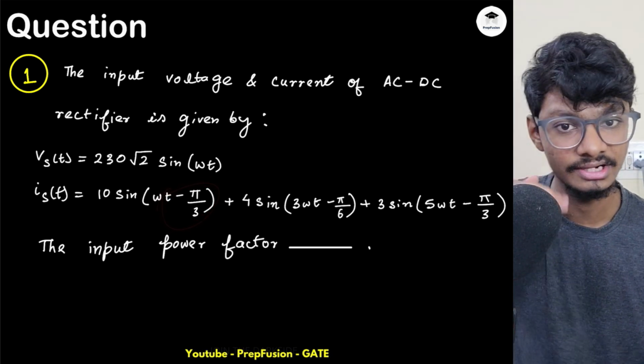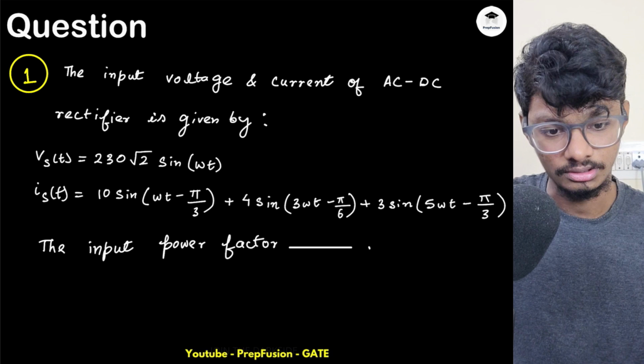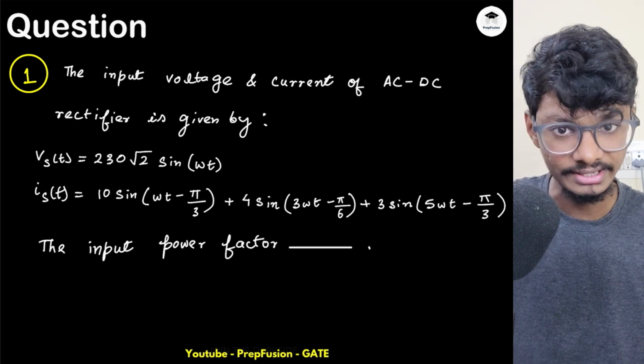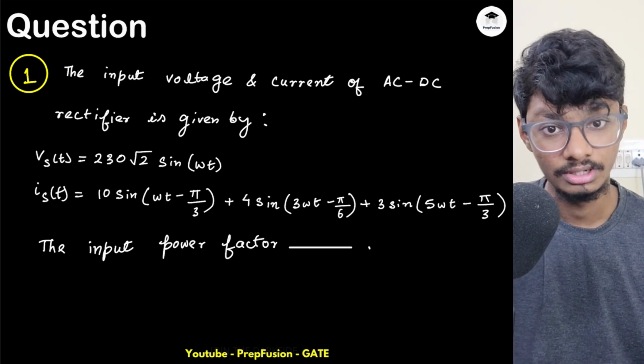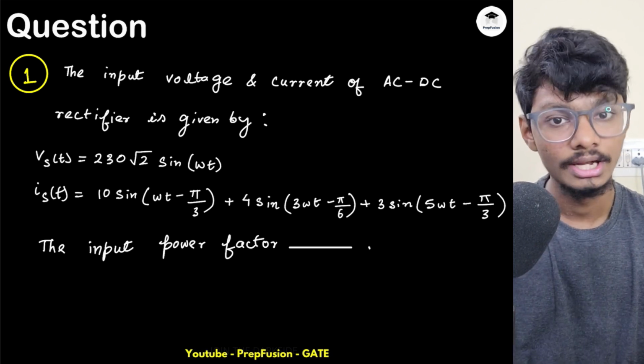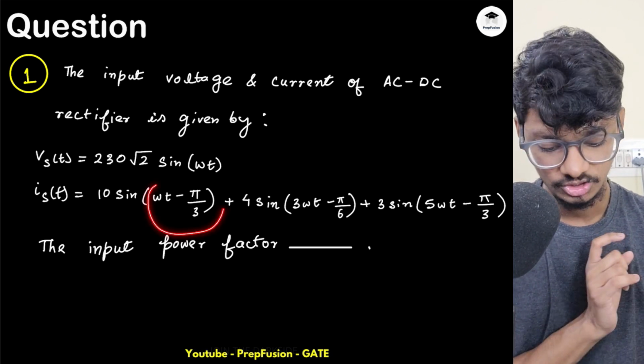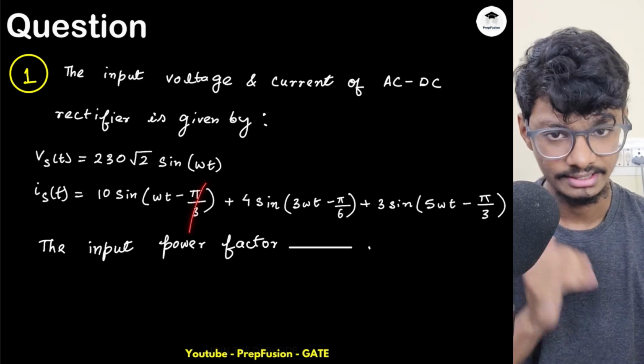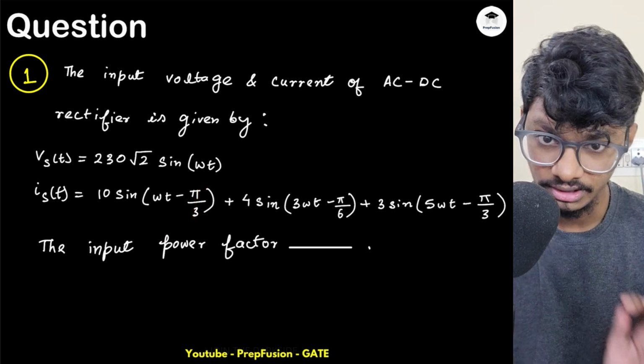If the current was leading, then it would have been capacitive, and it would be power factor lead. Generally, in rectifiers, current will be lagging in most cases. Current will be lagging always. So we have computed the fundamental power factor.